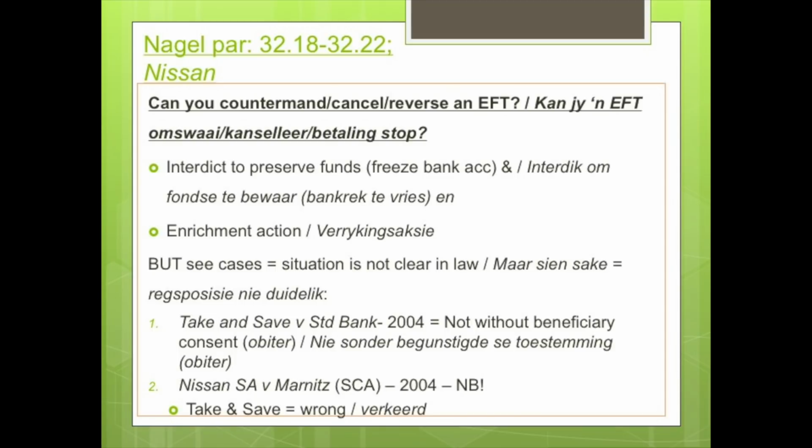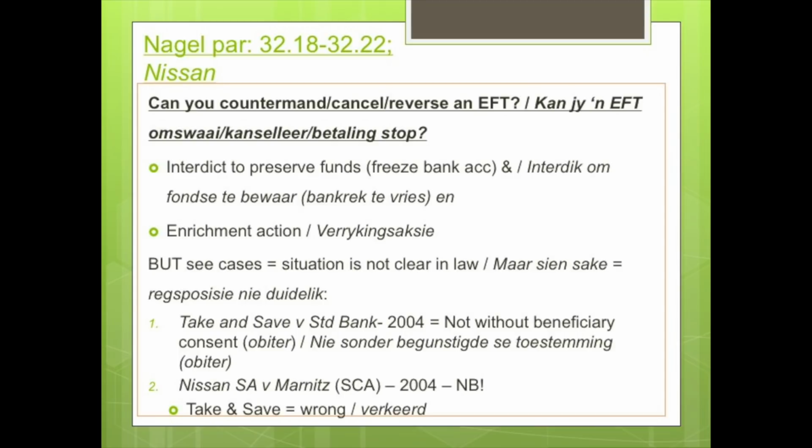Now, to just add to the spice of this particular set of facts, the transfer took place on the 31st of December 2002. The close corporation, who received a 12.7 million rand New Year's gift, used the funds. And on the 20th of January 2003, Nissen realized the mistake and demanded the money back. The close corporation said, all right, we will pay you back, but we are going to retain the interest as well as charge you a holding fee of 4%.